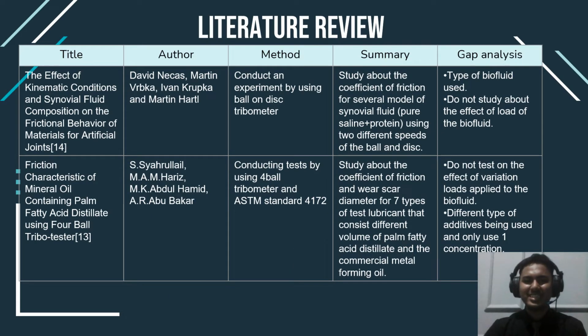Next, we move to the literature review of my project. The table below shows the journal summary. First is the journal paper written by David Nichols. In the journal, he conducted an experiment using a ball-on-disc tribometer to study the coefficient of friction for several models of synovial fluid, which consist of pure saline and proteins, using 2 different speeds of the ball and the disc. There is still a gap between his project and mine. First is the type of biofluid used, and second, he did not study the effect of load on the biofluid, and also he did not compare the wear diameter for every sample.